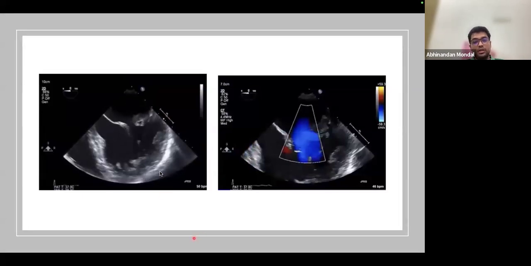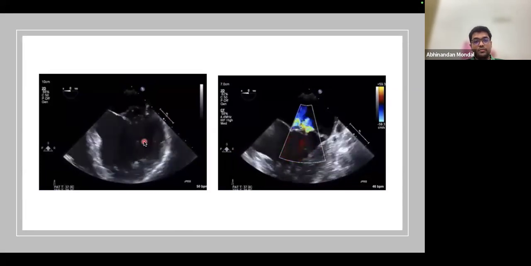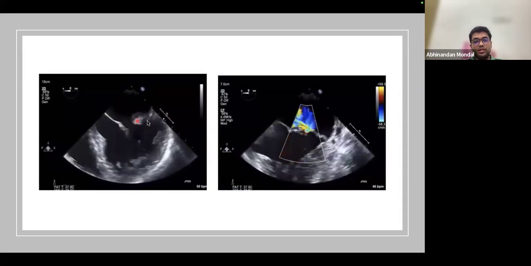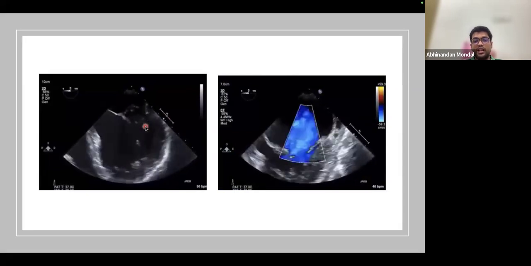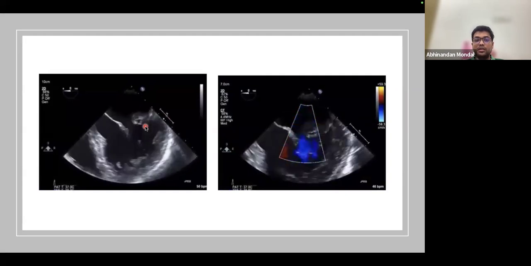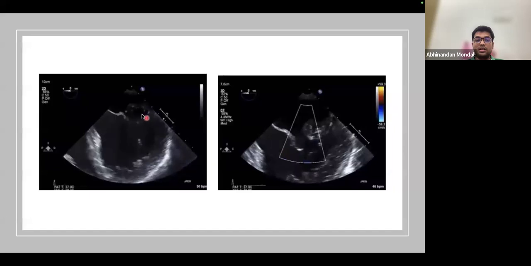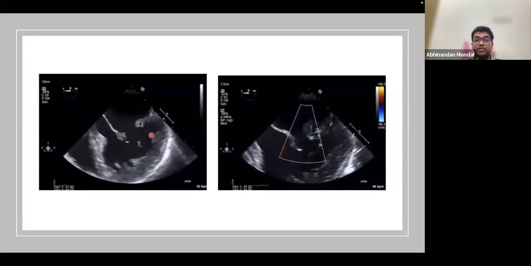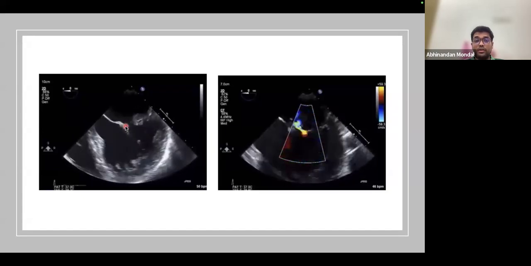Now can you appreciate the 2D examination of this valve? You can see the leaflet is thickened. But can you tell me, is it calcified? No, it is not calcified. It is thickened. So there is a myxomatous degeneration. This is a myxomatous degeneration of your posterior mitral leaflet, and also there is a myxomatous degeneration at the tip of your anterior mitral leaflet.